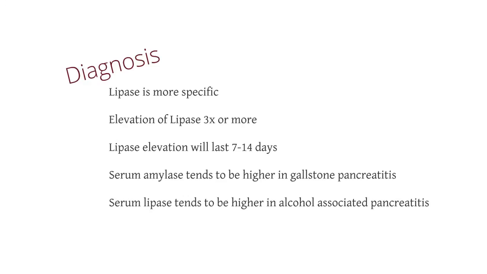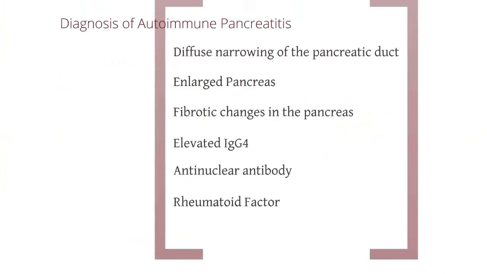Now let's discuss how to diagnose autoimmune pancreatitis. Autoimmune pancreatitis is diagnosed by both imaging and serum serologies. First, you'll see on imaging diffuse narrowing of the pancreatic duct as well as an enlarged pancreas. There may be some fibrotic changes in the pancreas as well. An elevated IgG4 in the setting of a history and physical consistent with pancreatitis may suggest autoimmune pancreatitis. Antinuclear antibody and rheumatoid factor can at times be positive in someone who has autoimmune pancreatitis.